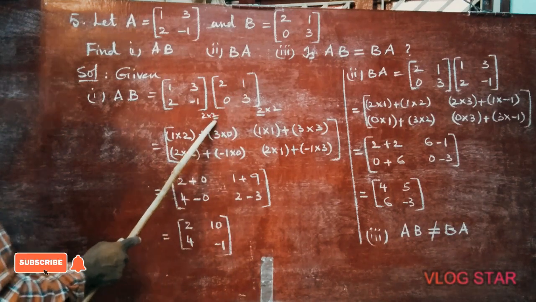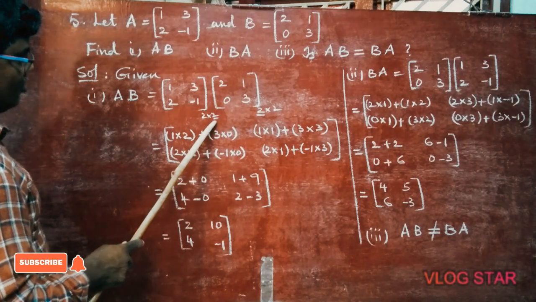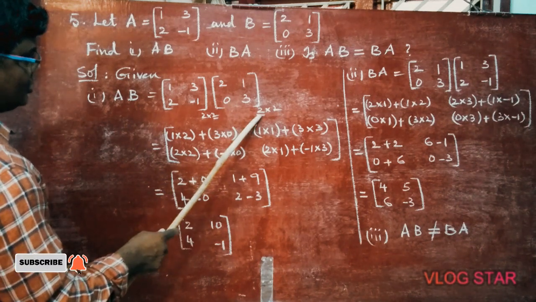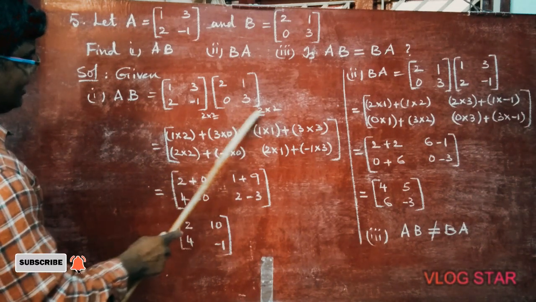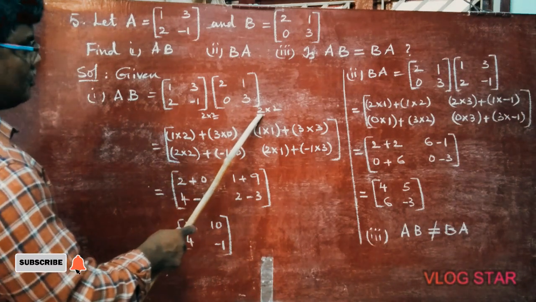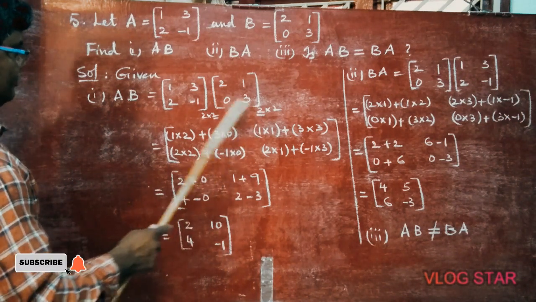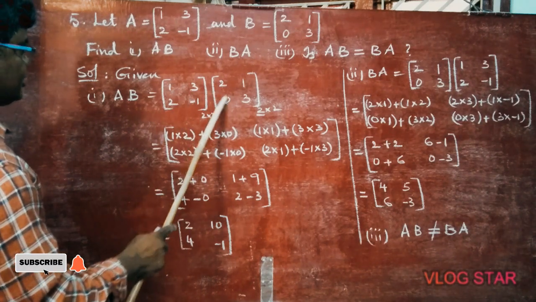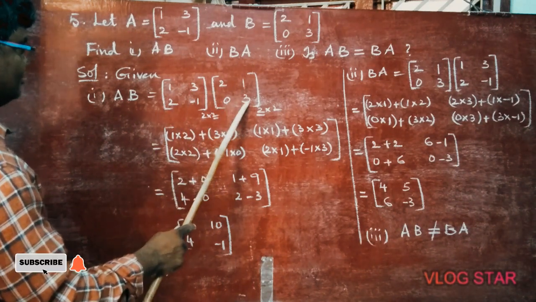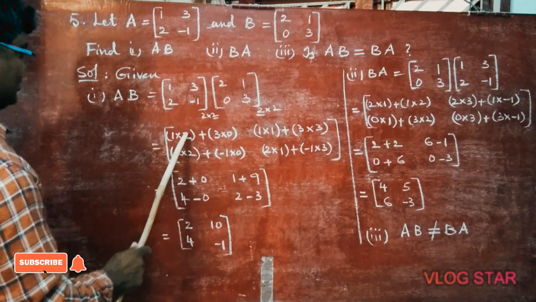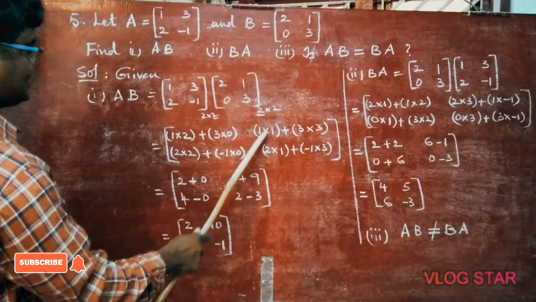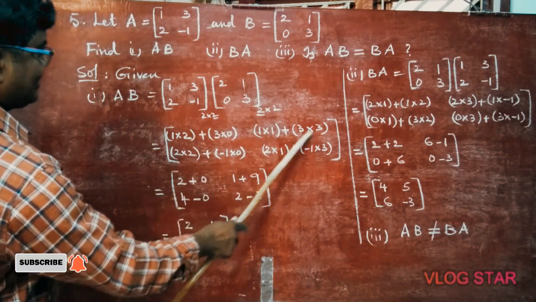First we have to check whether the first matrix's columns are equal to the second matrix's rows or not. Then only it is possible. If these two are not equal, multiplication is not possible. So here it is possible. How to multiply row with column? First row with first column, first row with second column. So 1 twos are 2 plus 3 zeros are 0. Again 1 ones are 1, 3 threes are 9.